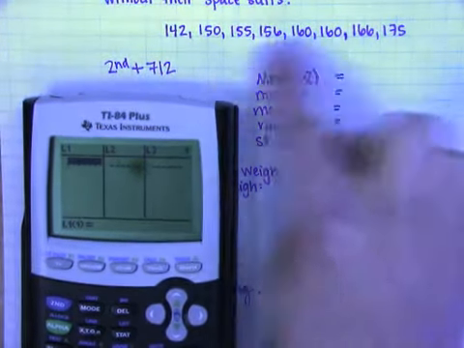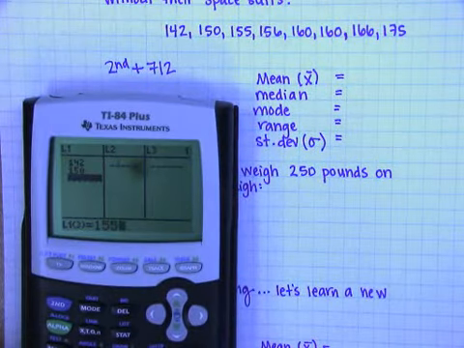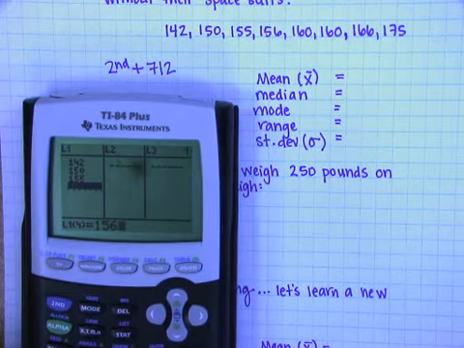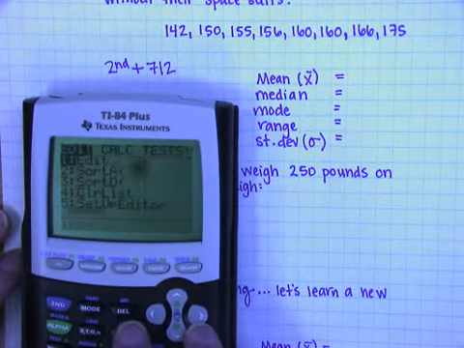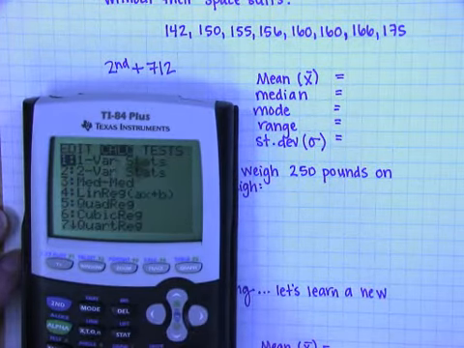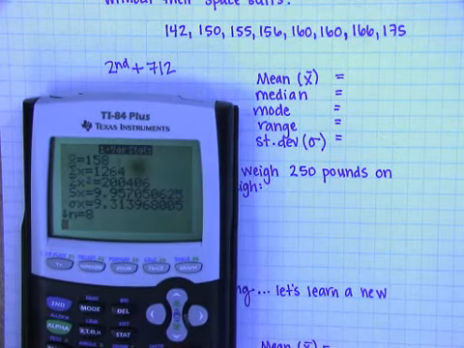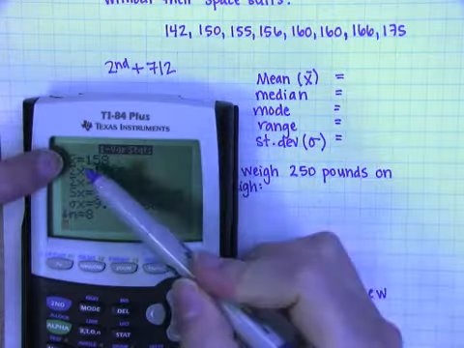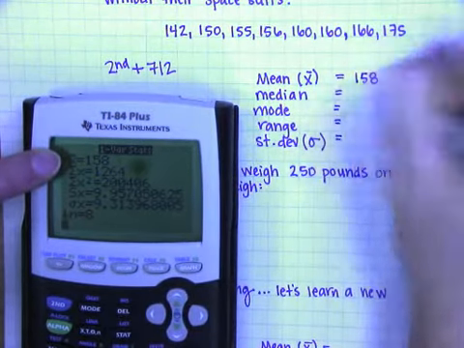So I'm going to add my data points in now. 142, 150, 155, 156, 160, 160, 166, and 175. Then I'm going to hit stat, go over to calc, and hit enter. Enter, enter, enter. Recall that the first number we get here, this X bar, is our mean, or our average. So our average is 158.